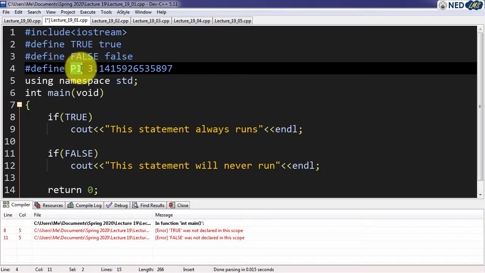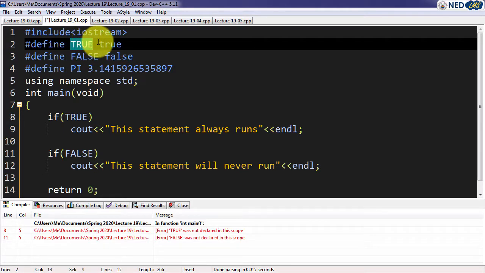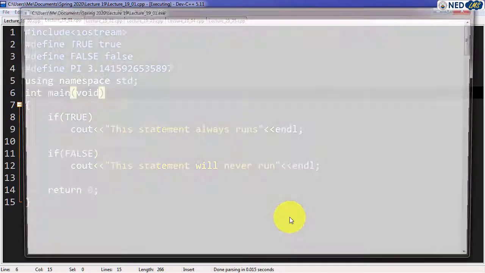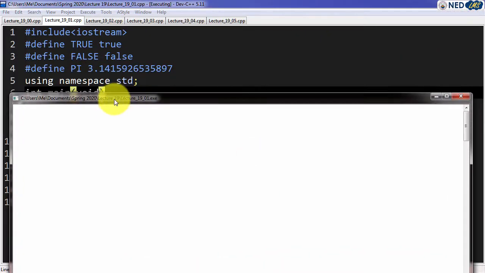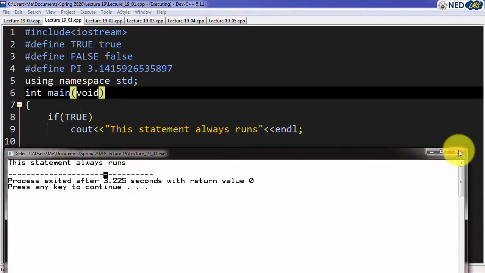So whenever this thing is mentioned anywhere in the code, due to this preprocessor directive define, whenever I'm using PI, this thing will be replaced with this value, and whenever I'm using these capital letters, this would be replaced with this, and whenever I'm using this word for true, it would be replaced with this anywhere in the code. Let's run this, and now it says that this statement always runs, and this is okay because now we have defined the capital TRUE as true.